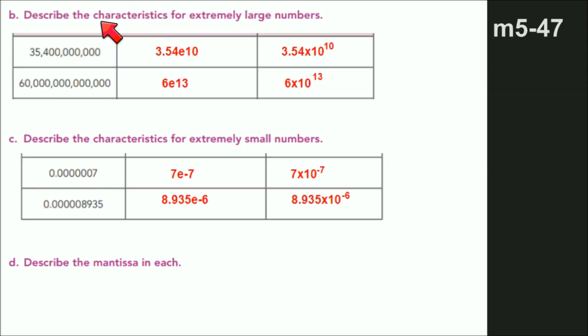So what they're asking is, and I've kind of cut and pasted this in here so you can use it as a guide, what do you notice about our exponents and large numbers? And then you're going to go and answer C. What do you notice about our exponents and extremely small numbers? So again, only looking at our exponents. And then it says for D, describe the mantissa in each. Remember, the mantissa is our decimal or our whole number for each of these values.